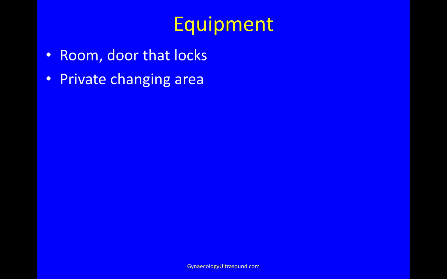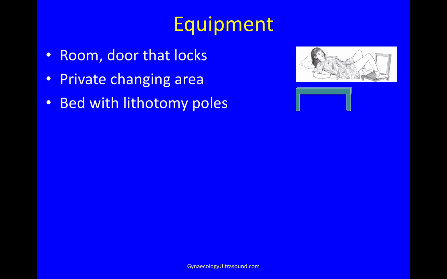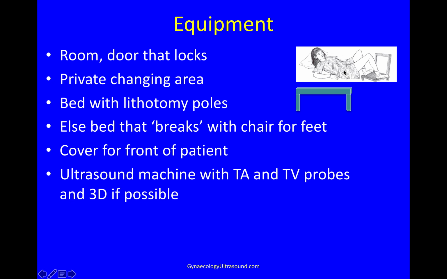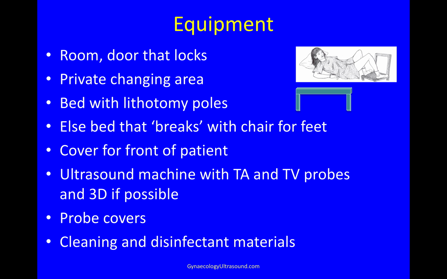You of course need a room with a door that locks and a private changing area for the patient, and a bed with lithotomy poles if possible. But otherwise, if you don't have the poles, have the patient at the edge of a bed that breaks so the patient's bottom overhangs the edge a little bit, with a chair for her feet. Have a cover for the front of the patient so she feels more private. Have an ultrasound machine with transabdominal and transvaginal probes and 3D if possible. Probe covers and cleaning and disinfectant materials.